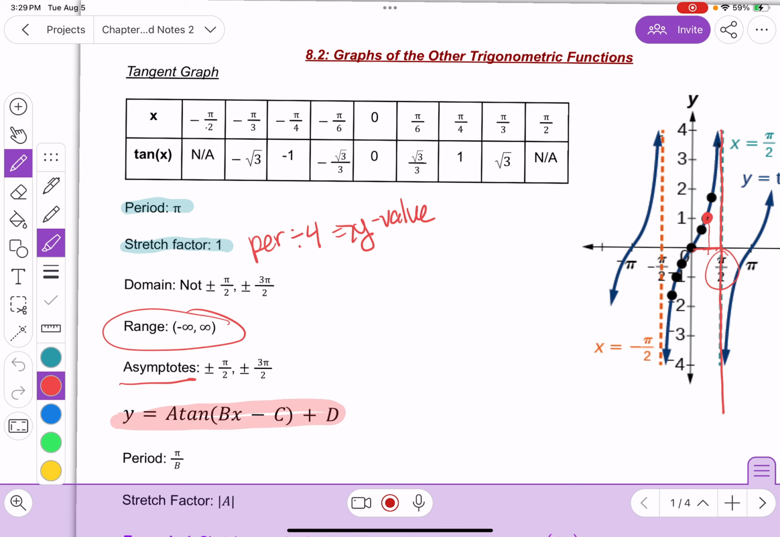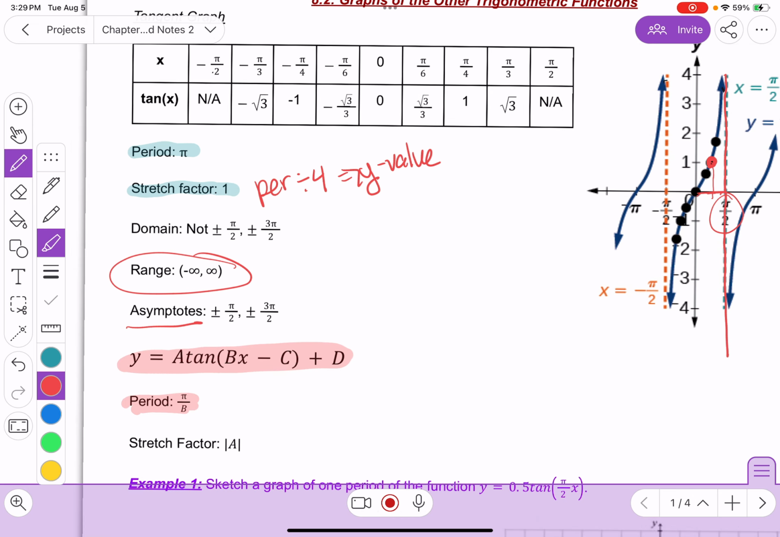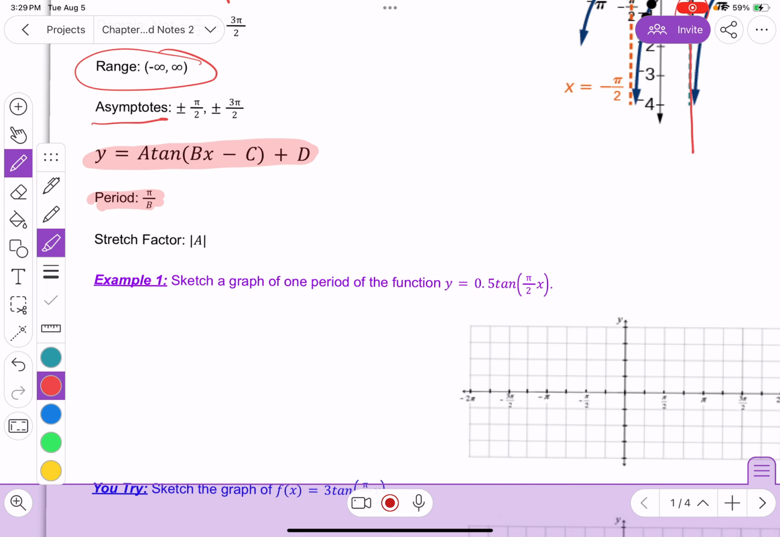The function looks the same, so it still has that a, b, c, d like before. We still find the period by dividing by the number in front of x. We're just doing pi divided by that now instead of 2 pi because the original parent period is pi. The stretch factor is the same as the amplitude, but because it doesn't really have a height, we just call it a stretch factor. So let's look at these a little bit.